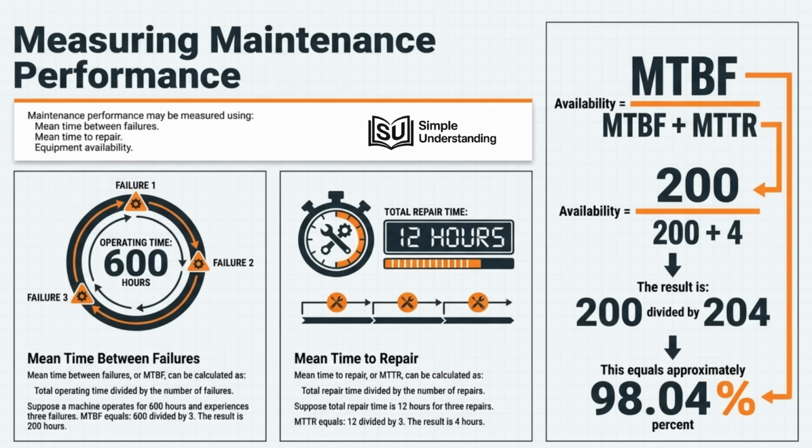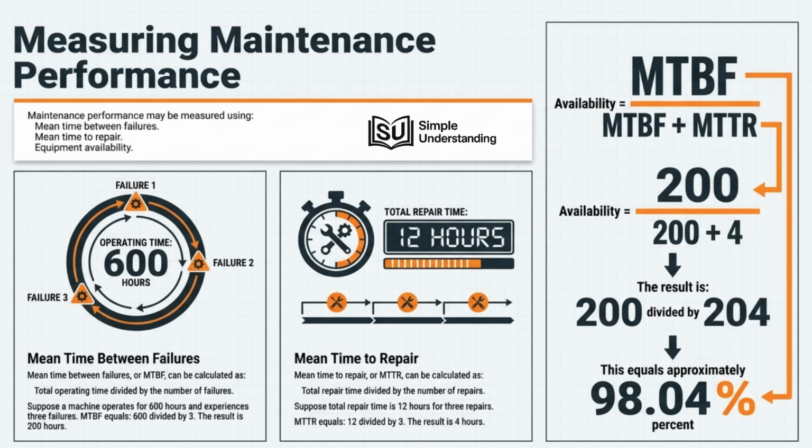Mean time between failures, or MTBF, can be calculated as total operating time divided by the number of failures. Suppose a machine operates for 600 hours and experiences 3 failures. MTBF equals 600 divided by 3. The result is 200 hours.